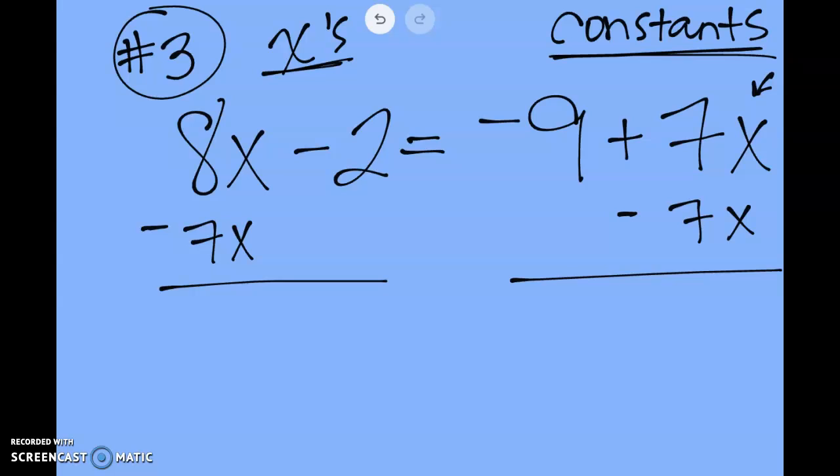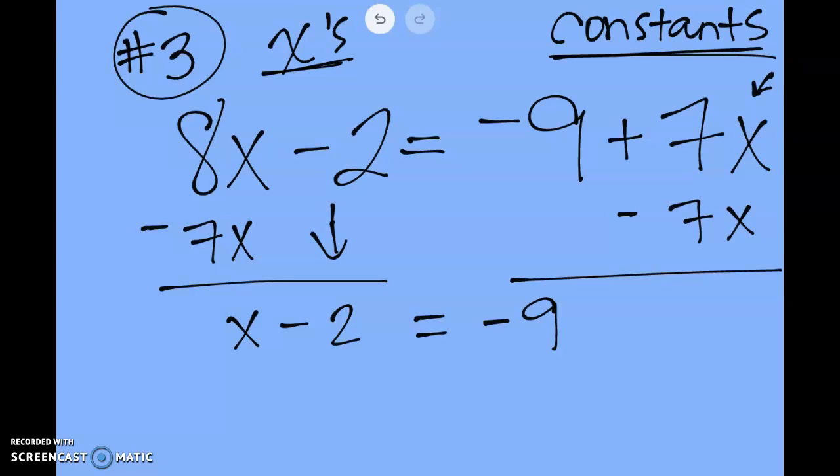8x minus 7x leaves me with 1x. Then I still have this minus 2. We just bring that part straight down. My equal sign is in the middle. And over here on the right side, I have negative 9 left. And then I have positive 7x minus 7x, which is 0. So we don't need to write that part.